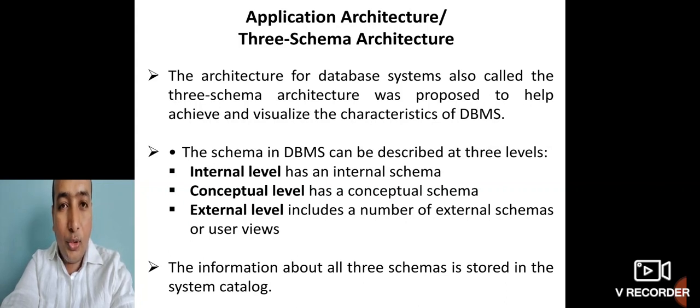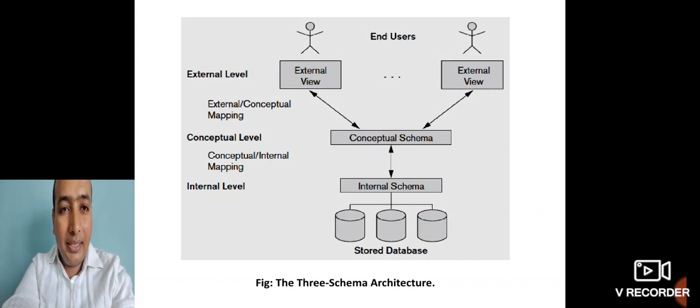So now we understood that we have three levels of schema. Those are internal, conceptual, and external. And the entire information about all the three schemas is going to be stored where? It is in your system catalog. Now let us see the architecture diagram of this three schema.